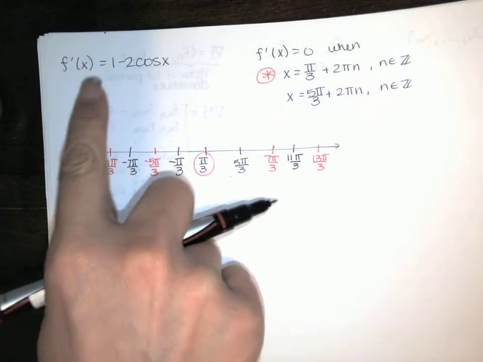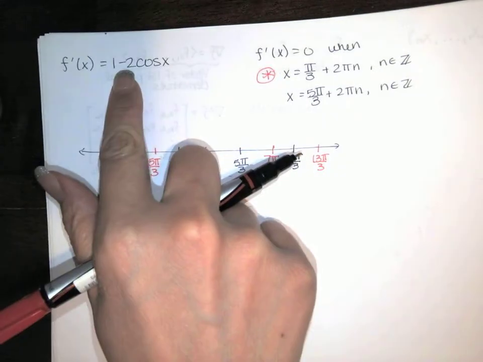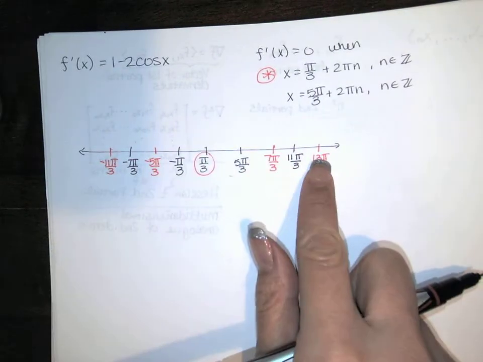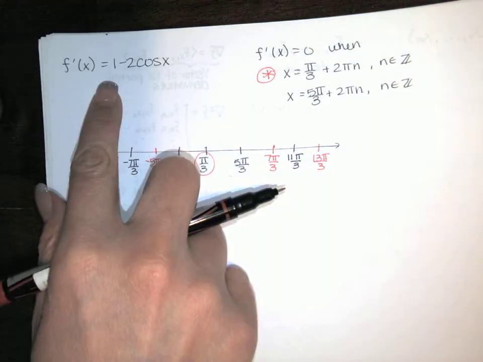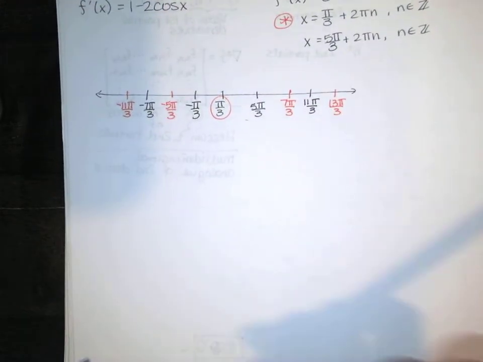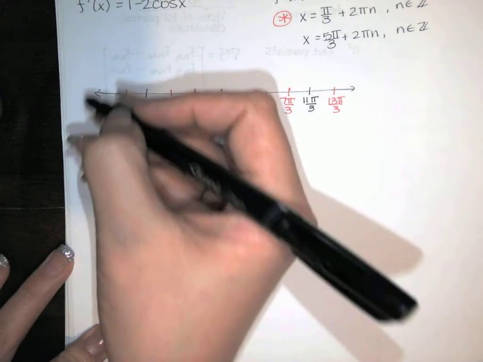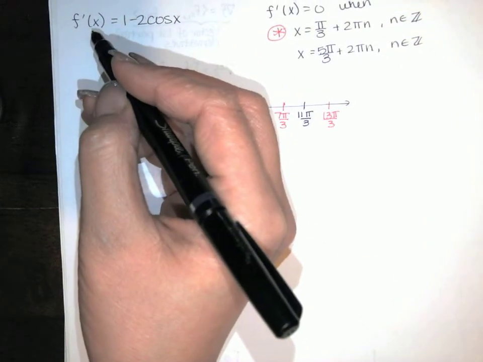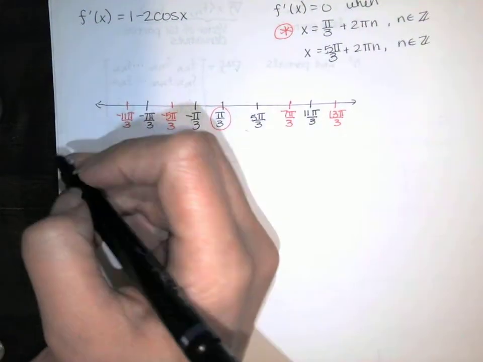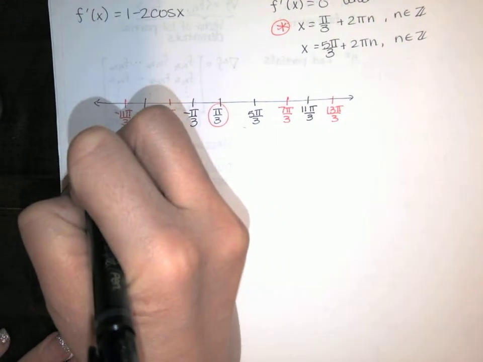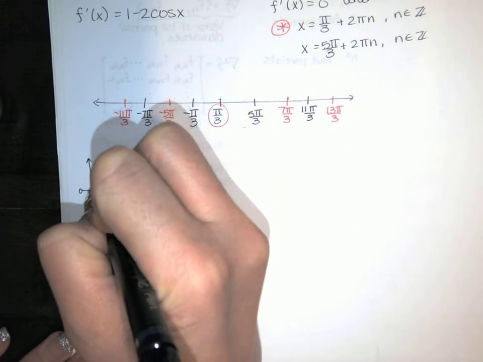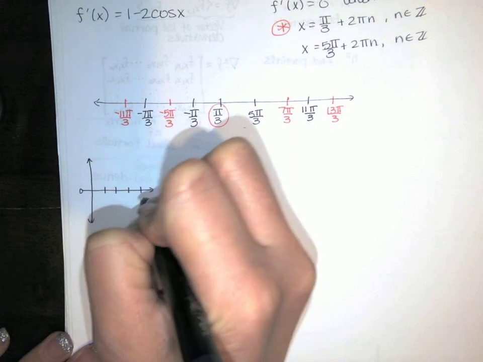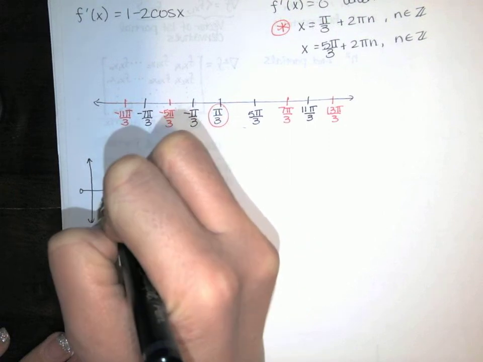Okay, so we just want to know, what is the sign of this on these intervals? Well, one way that we can find it is to graph this function 1 minus 2 cosine of x, and then just look at where the y values on that graph, the graph of f prime, are positive and negative. So in order to do that, first we'll start with the cosine graph. And I'm just going to graph it for 0 to 2 pi at first.